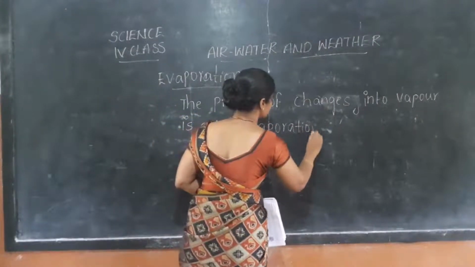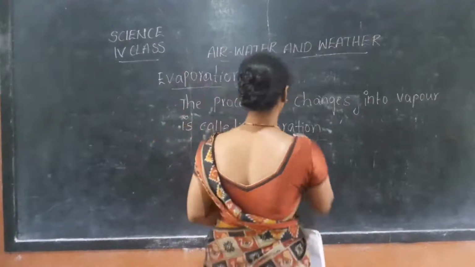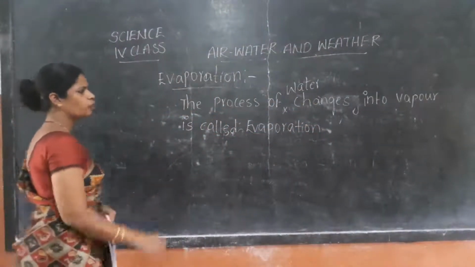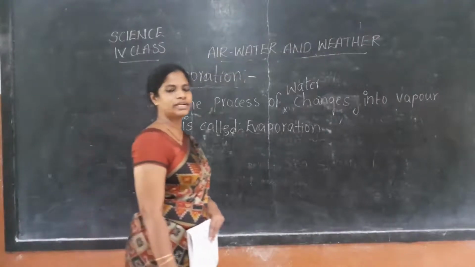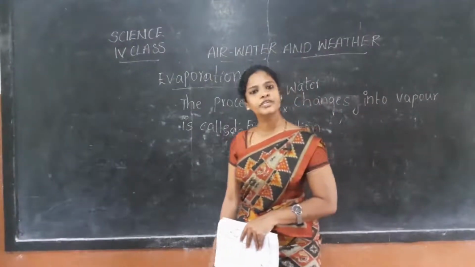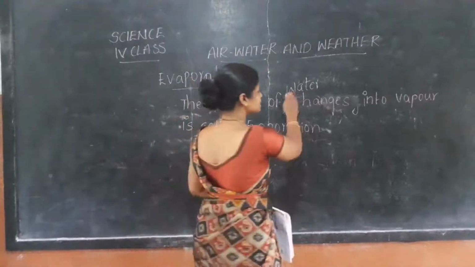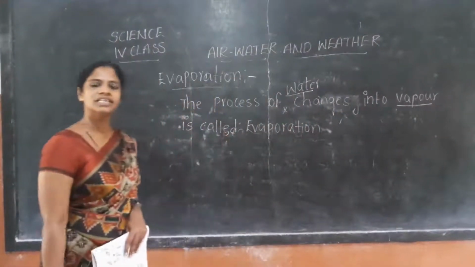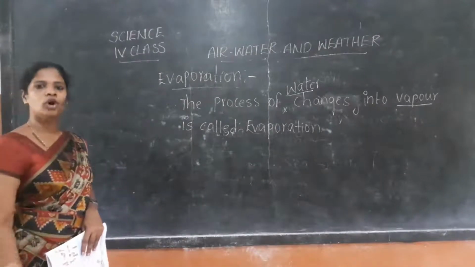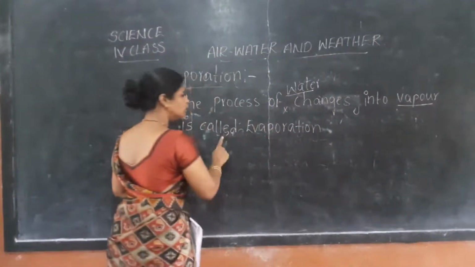What is evaporation students? Evaporation means the process of water changing into vapor. When evaporation goes on, you will observe the amount of water gets reduced in the beaker. Where is this water going students? The water is changing into vapor, and this process is called evaporation. Did you understand students? The process of water changing into vapor is called evaporation.